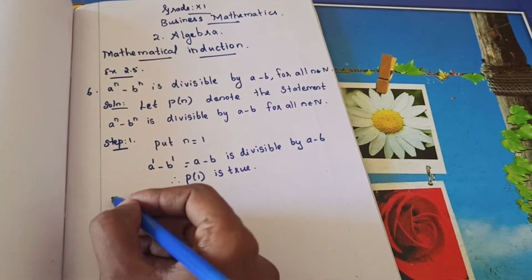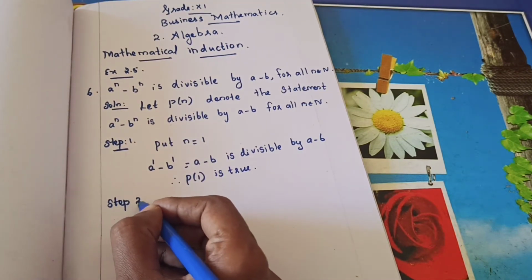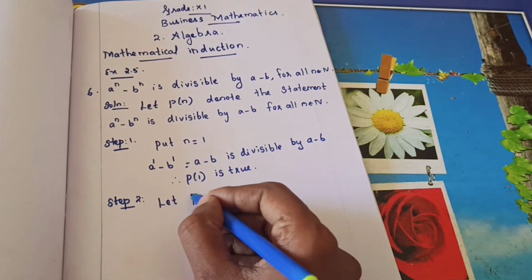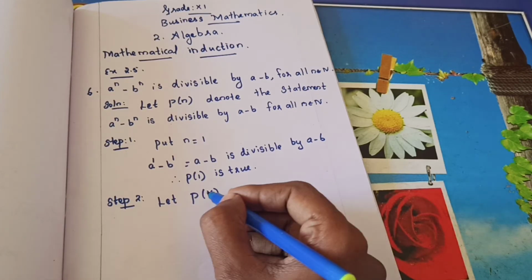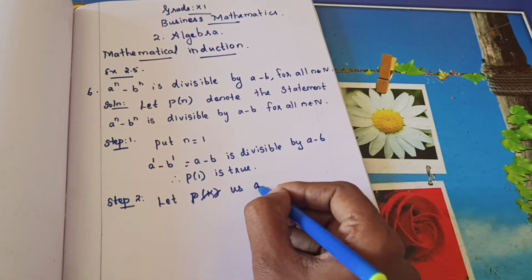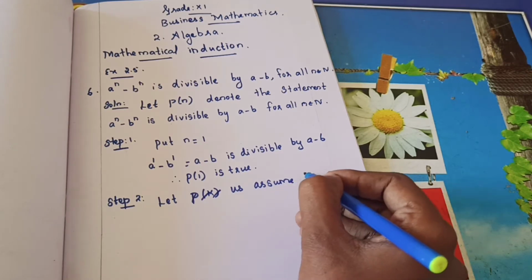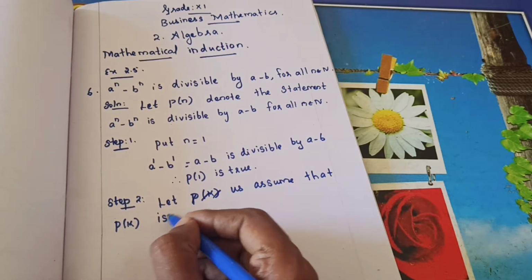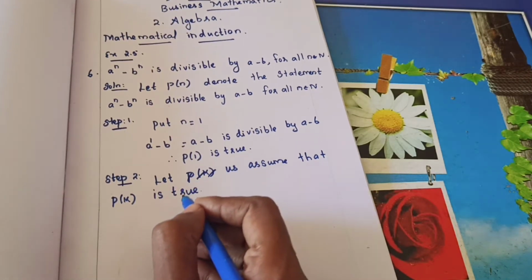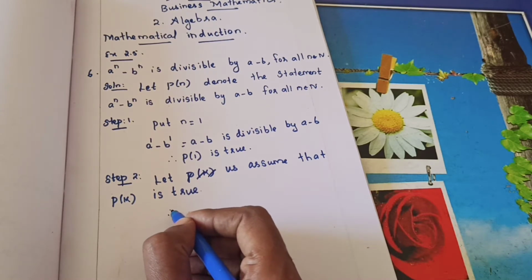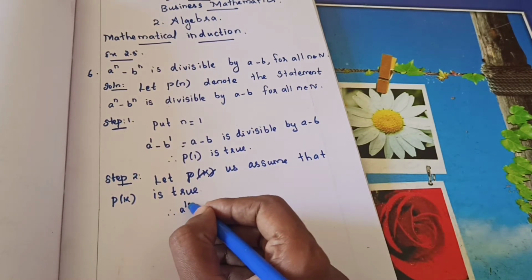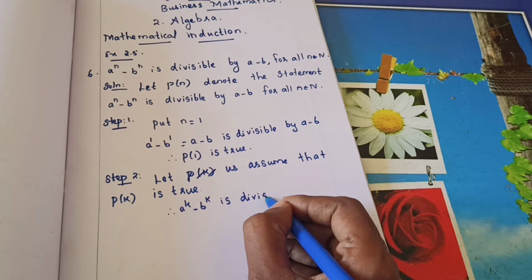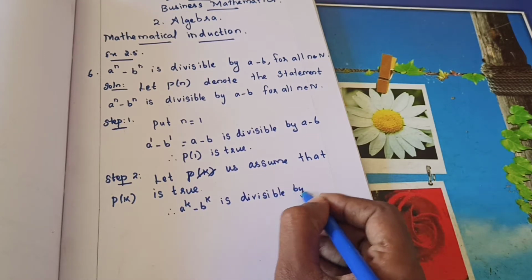Then step 2. What is step 2? What you will assume for P of k. So let us assume that P of k is true. You need to assume P of k is true. In the place of n, what you need to substitute? k. So a power k minus b power k is divisible by a minus b. We are assuming, is it right? So it is divisible by a minus b.